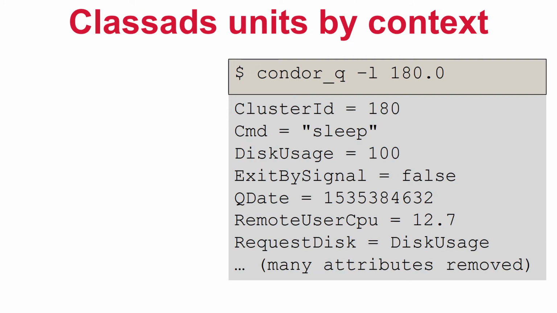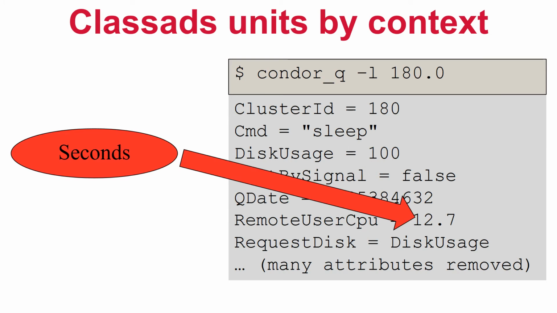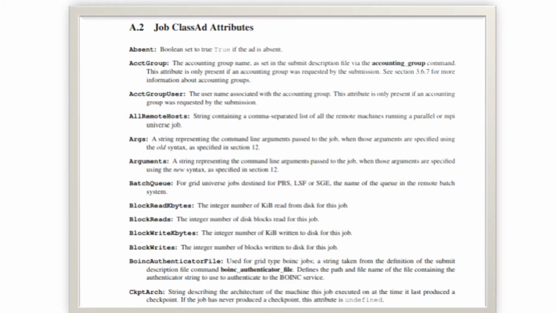The values in any HTCondor ClassAd attribute are expressed in some units. For example, the disk usage attribute in a job happens to be in kilobytes. And the remote user CPU attribute, which shows the amount of user CPU time this job has consumed on a remote worker node, is in seconds. If you aren't sure what the name of an attribute is, or what it means, the HTCondor manual lists all of the available built-in attributes, their units, and their usages in its appendix. Please visit it at htcondor.readthedocs.io. There's a big table in the back of the manual that looks something like this. There's all kinds of good information here. We recommend you look at it often.